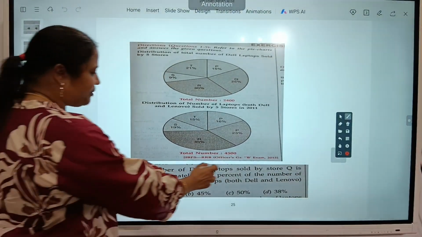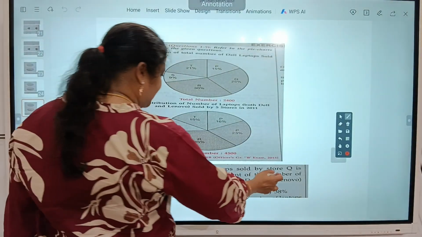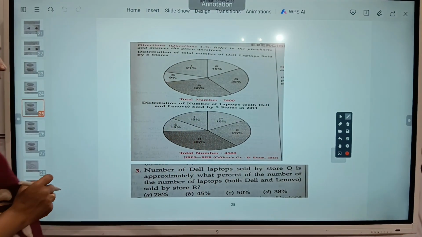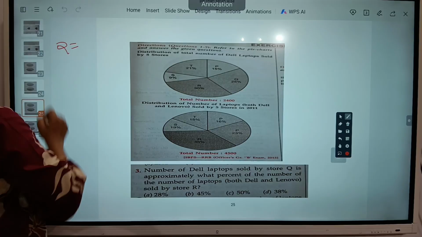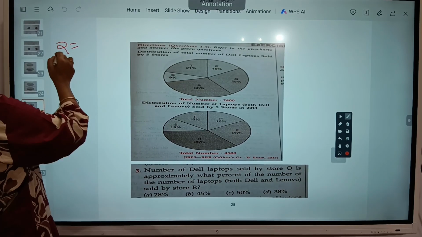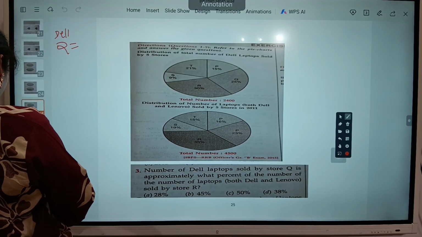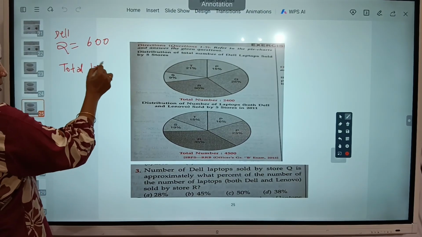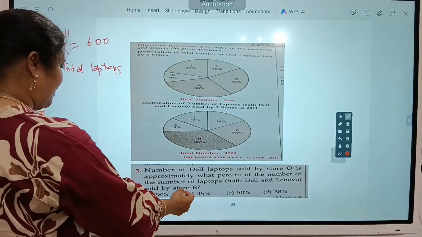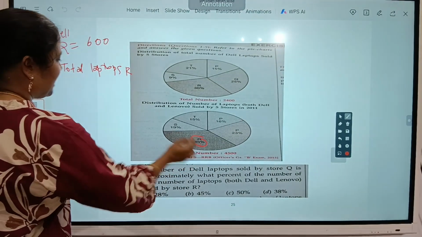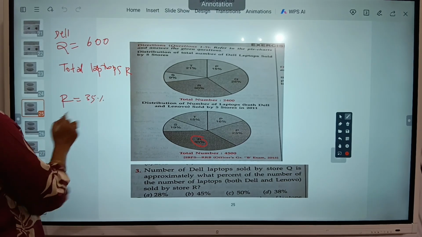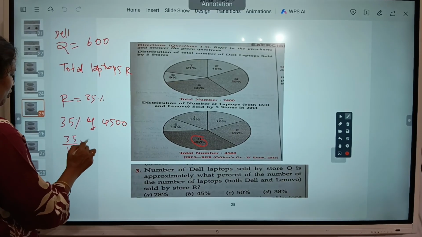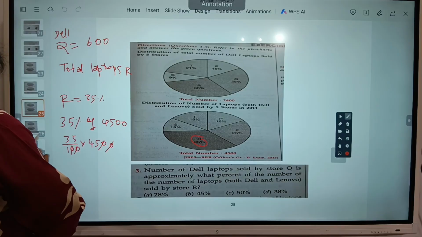Now the third question is, the number of Dell laptops sold by store Q is approximately what percent of the number of laptops, both Dell and Lenovo, sold by store R. Okay, so the number of Dell laptops sold by store Q is 600. For the total laptops, of which store do we have to find? R. So R is how much? 35%. So 35% of 4500. 35 by 100 into 4500. So it comes to 1575.